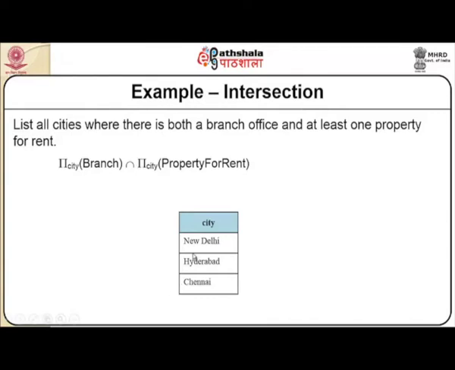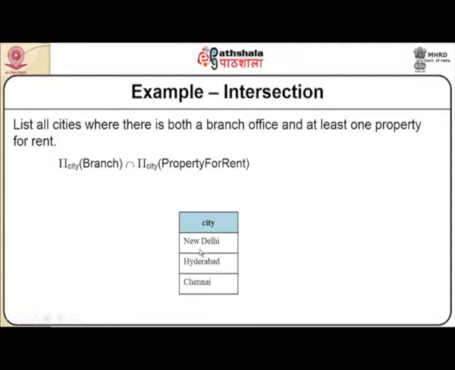So, there has to be an intersection, like at least one property needs to be mentioned as a property for rent. Here again I mention project branch from a particular city, project property for rent from a particular city, and make an intersection between the two. So, a city that has got a branch and at least one property for rent. It can be more than one, but there should be at least one.